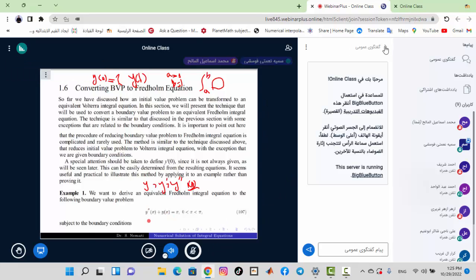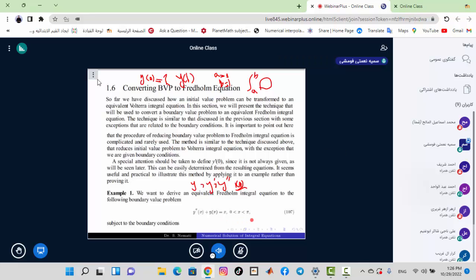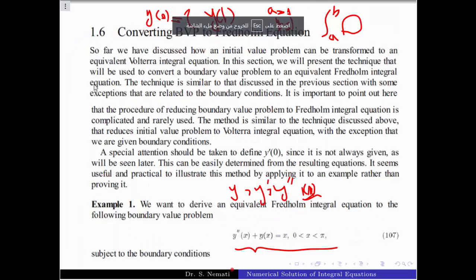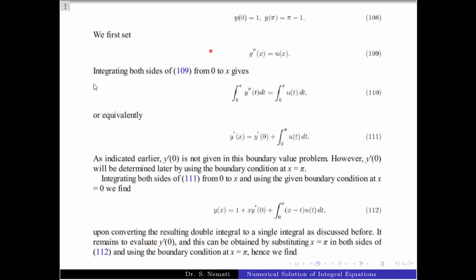Here, we see the procedure in an example to understand it better. We have this differential equation: the second derivative of y plus y equals x, and the domain of the problem is 0 to pi. The conditions are given by y of 0 equals 1 and y of pi equals pi minus 1.